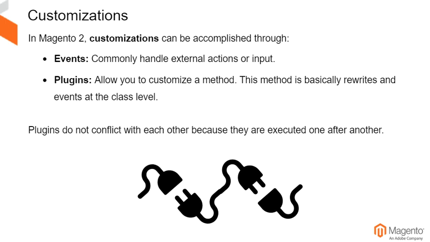Plugins offer the ability to create methods that execute before a target method, to modify the arguments passed to the target method. A plugin can also execute after the target method in order to modify the returned result. A plugin can be called before, after, or even instead of the target method. Plugins do not conflict with each other because they are executed sequentially.